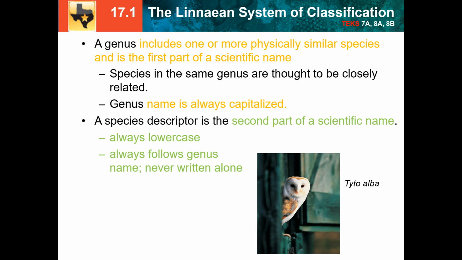A genus is going to include one or more physically similar species, and again, it's the first part of the scientific name. Typically, genus is just referring to animals that look generally the same. So you could think of genus as like this owl down here, referring to all of the owls, whereas the species, the second part of the name, is referring to this specific owl, the owl that has these specific characteristics.